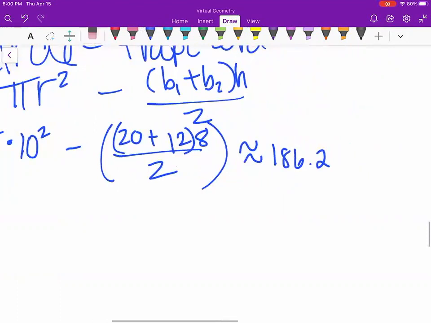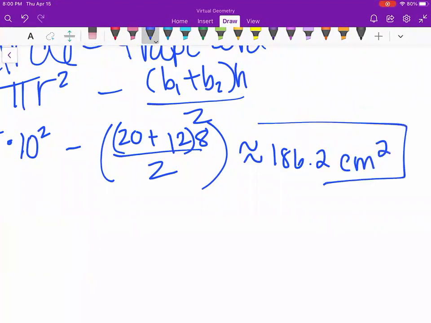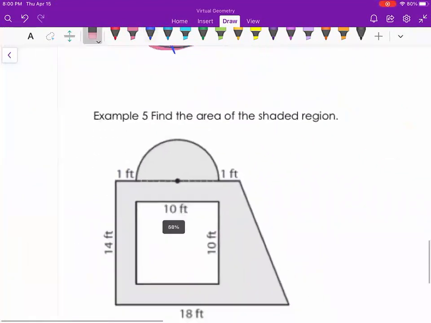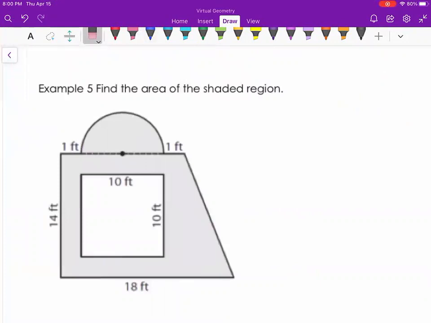And we are in centimeters again, so centimeters squared, and there's our final. So far, up to this point, we've only had 2 shapes put together, either combined or overlapping. We can have more than 2 shapes. That's why the definition of composite says 2 or more. So let's see what happens now in example 5 when we have 3 shapes going on.